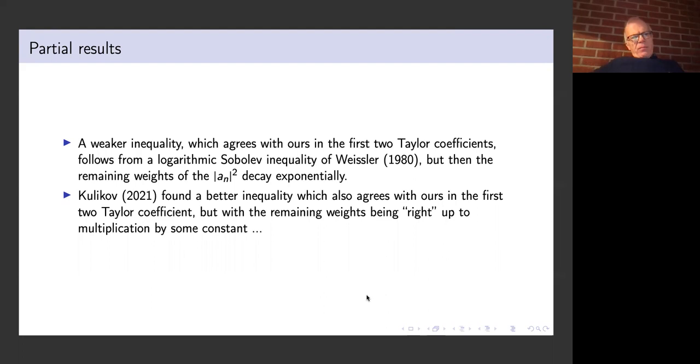We have some weaker inequalities. There is one which you can obtain from a Sobolev inequality of Weissler from 1980. It agrees with the inequality I had on the previous slide, but then the remaining weights decay exponentially, so you don't get what you really want. Then there is a result by Kulikov, who found a better inequality, which also agrees with ours in the first two Taylor coefficients, but with the remaining weights being the right ones, up to multiplication by some constant.